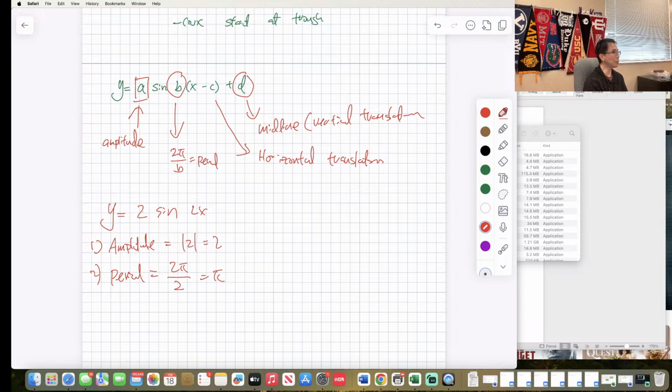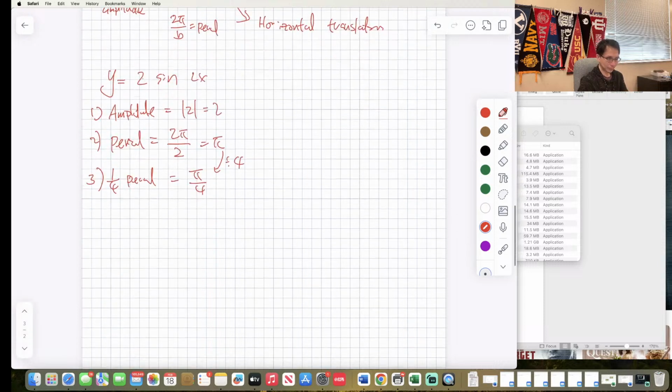Now, what's going to help you is to find the quarter period. Quarter period is the other major change. So one quarter of the period is going to be pi over 4. We're going to take the period and divide it by 4. So I'm going to start graphing.